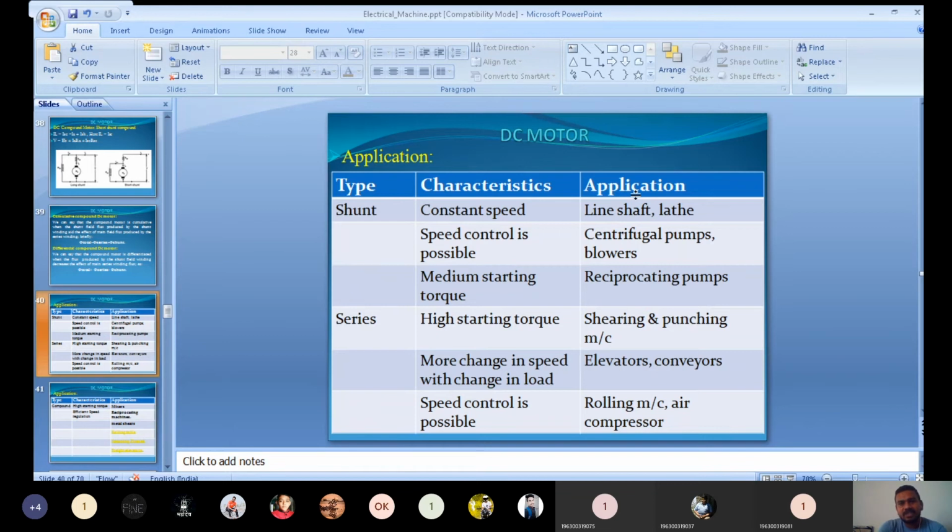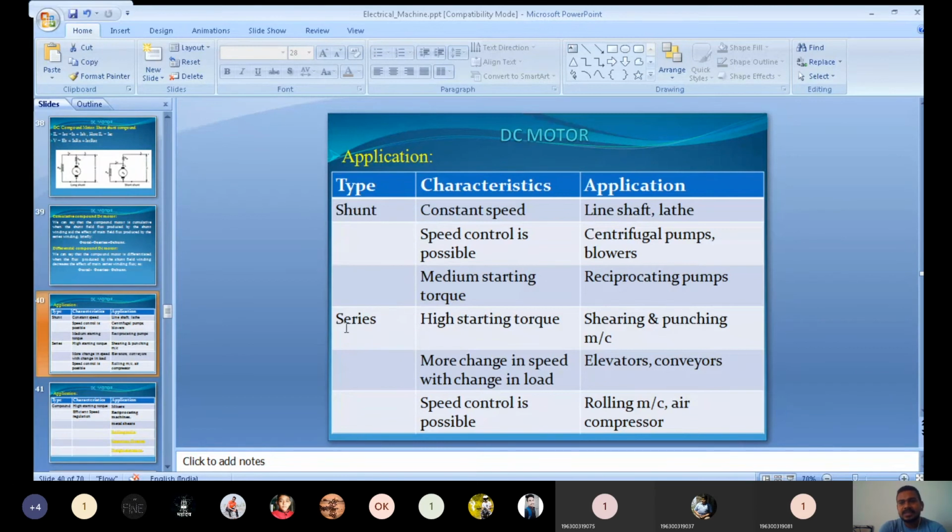Okay. What is the application of DC shunt motor? It is useful in line shaft, lathe machines, centrifugal pumps, blowers and reciprocating pumps. These are the applications of DC shunt motor. That means DC shunt motor can be applied to all these applications.